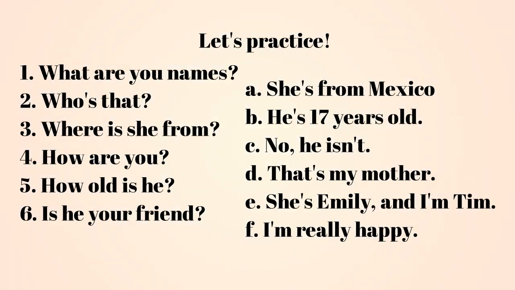Let's practice. Match questions 1 through 6 with answers A through F. Number 1. What are your names? Matches with E. She's Emily and I'm Tim. Number 2. Who's that? Matches with D. That's my mother. Number 3. Where is she from? Matches with A. She's from Mexico.